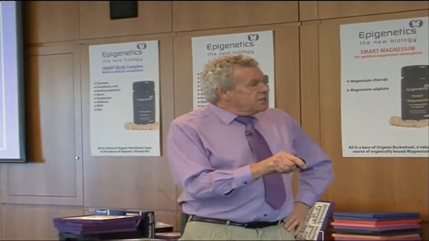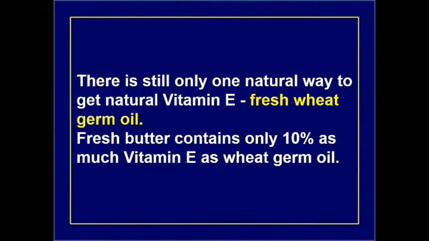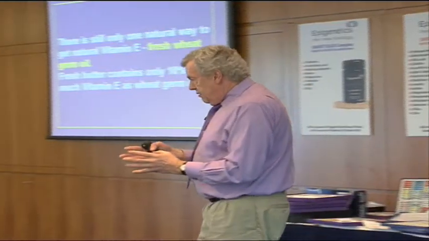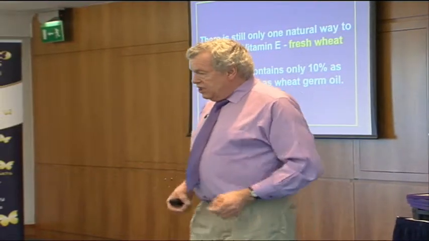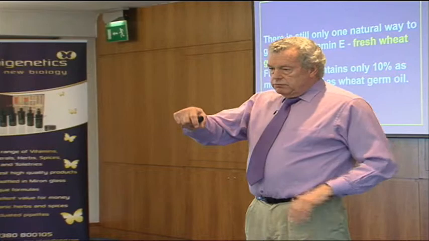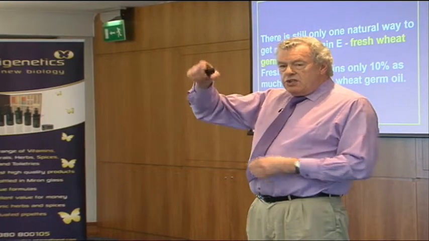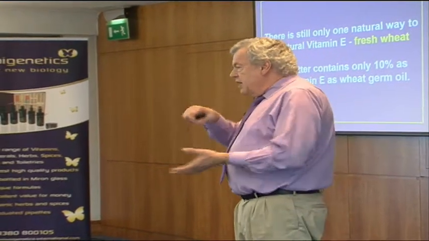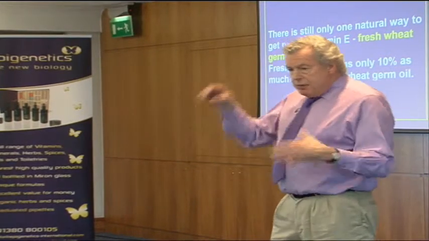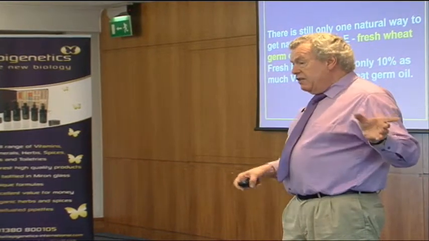Fresh butter contains only 10% as much vitamin E as wheat germ oil. So wheat germ oil remains the best, but it is very delicate. You need to keep it in the fridge, and you need to keep the top on. So when you use it and you do a squirt or 30, 40 drops, whatever, on your bread or on a spoon there, put the top back on as soon as you can and put it back in the fridge.